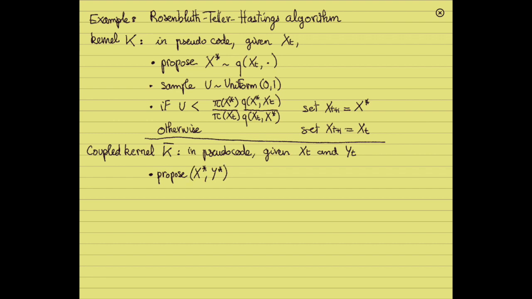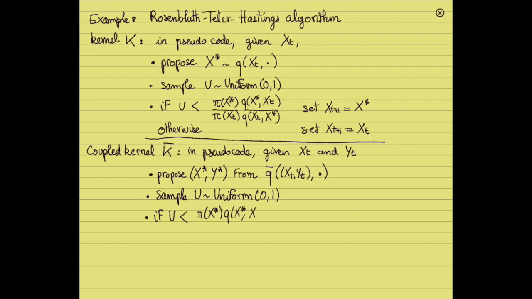There are references in the lecture notes. So here we sample x star, y star from a coupling q bar of the two proposal distributions, which are q(x_t, ·) and q(y_t, ·). Then we sample again a uniform random variable in the interval (0, 1). And based on those two proposals and this unique uniform, we perform the acceptance-rejection step for the X chain. That's exactly as before. We compare U to the Rosenbluth-Taylor-Hastings ratio, and if U is less than this, we define x_{t+1} as x star. Otherwise, we define x_{t+1} as x_t.